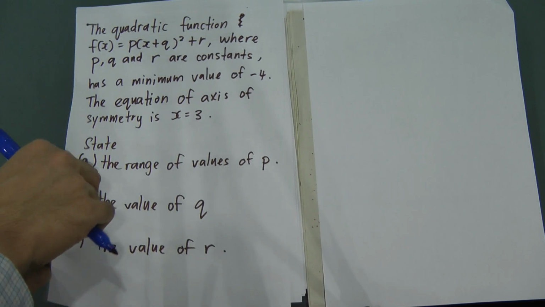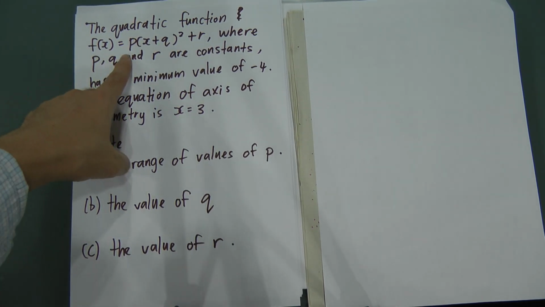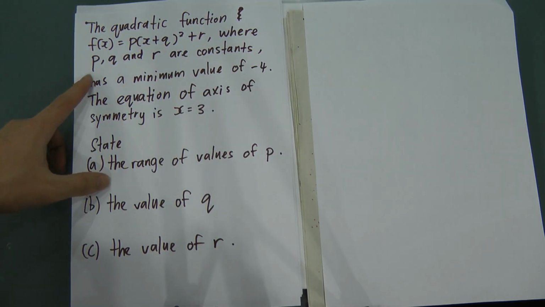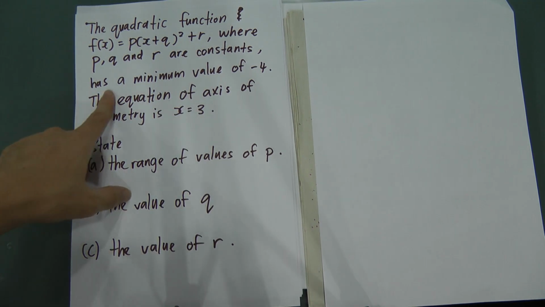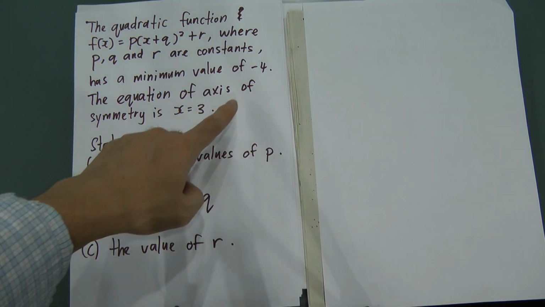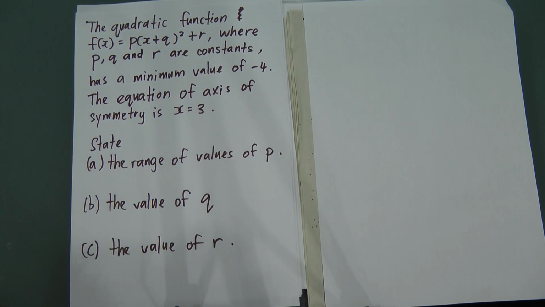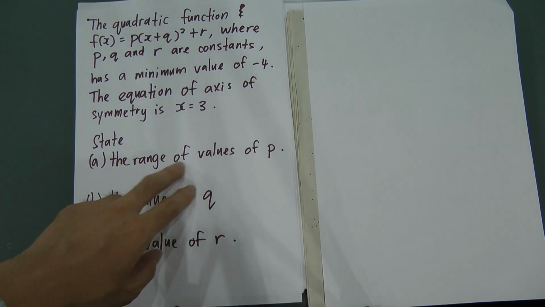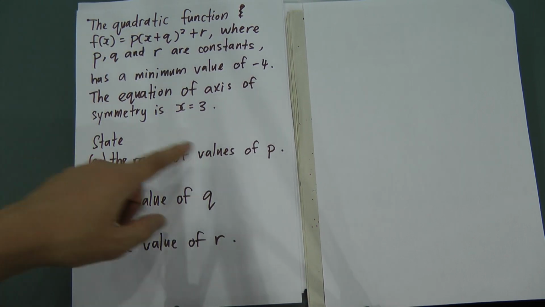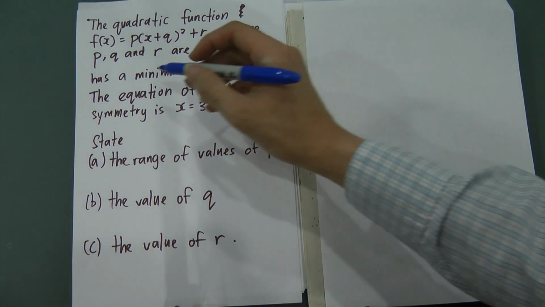In this example, the quadratic function f(x) equals p(x + q) squared plus r, where p, q, r are constants, has a minimum value of negative 4. The equation of the axis of symmetry is x equals 3. First, he asks you the range of the values of p. The key point here is the minimum value.